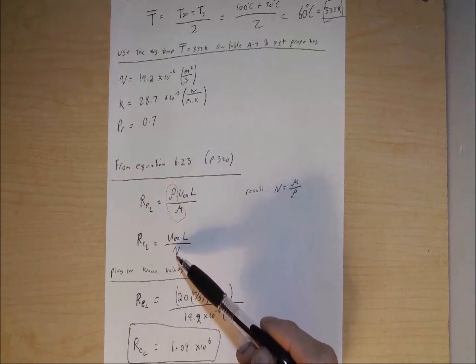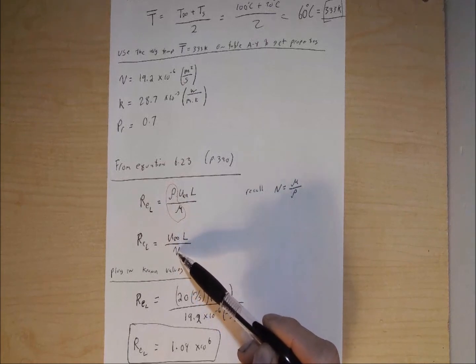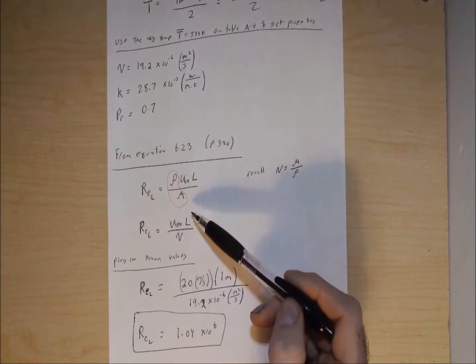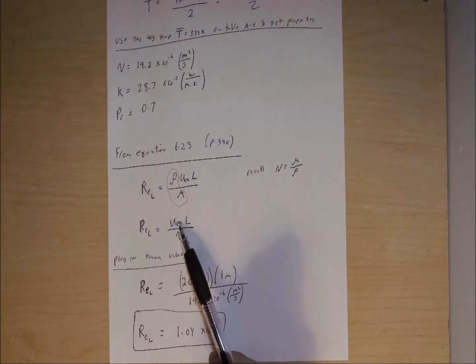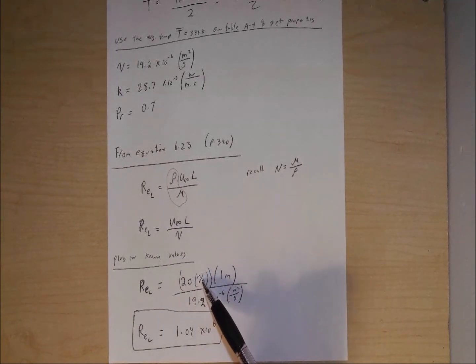It makes life a little bit easier for moving forward. So from this here, our next step in our solution is to plug in our known values. Well, we have this is given to us in our problem statement. We can reference back to the first page where all our givens are, and we can plug in that this is 20 meters per second there.